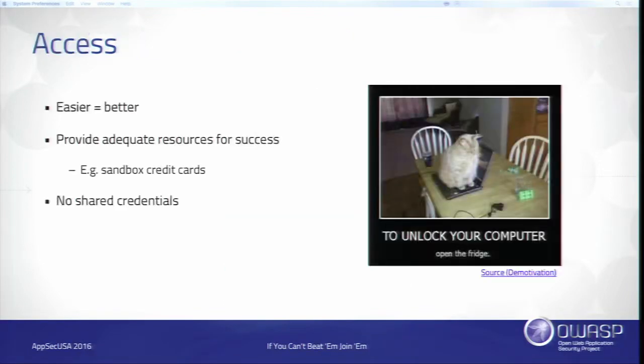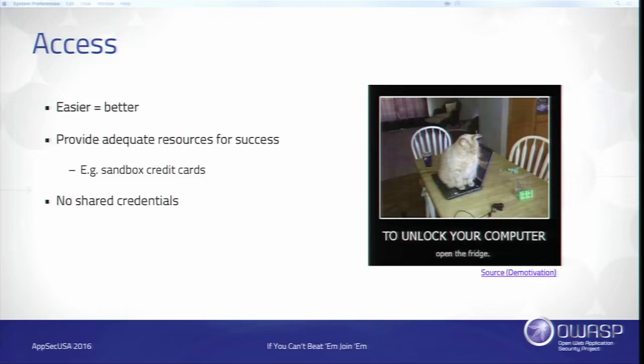Which kind of takes us into the idea of access. So how are researchers going to access this environment? And the bottom line is easier equals better. This is something that we touched on earlier and just a moment ago. You want researchers to be testing on your application. And so we want to make it easier for researchers to test on our applications. So this means providing them with the adequate resources to be successful on your program. Some people adopt a completely black box perspective on testing. Hey, we'll give you no information and see what you can do.